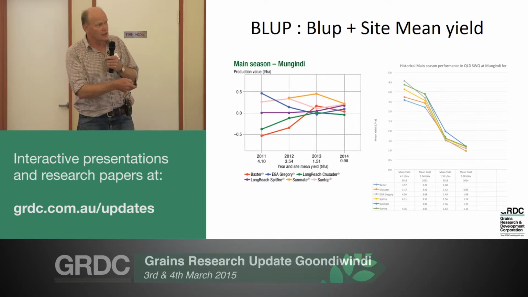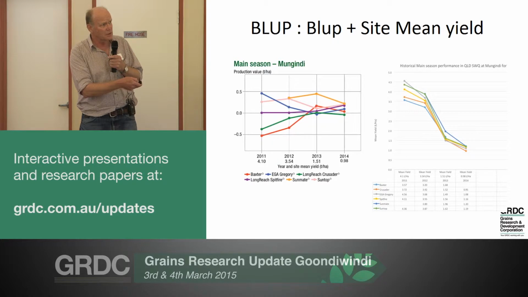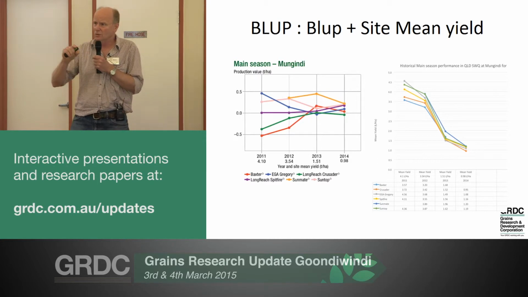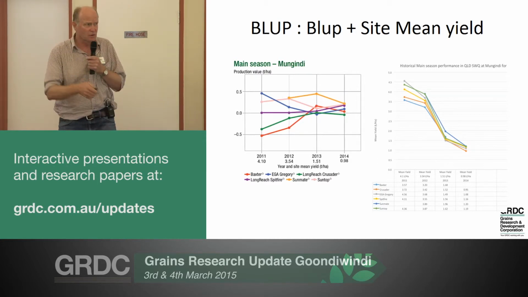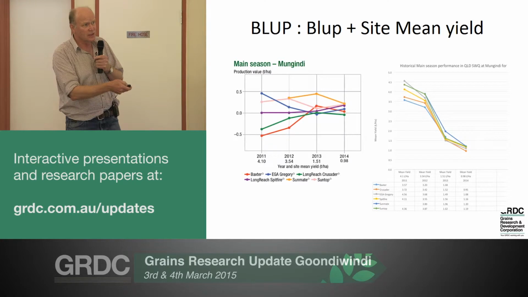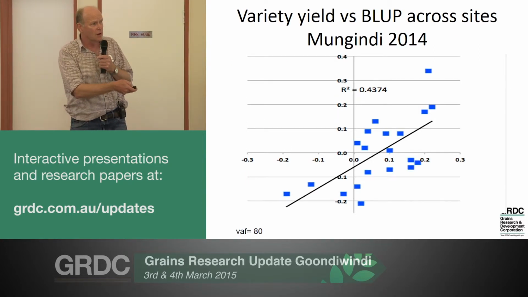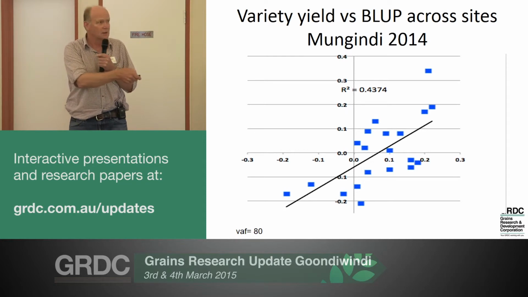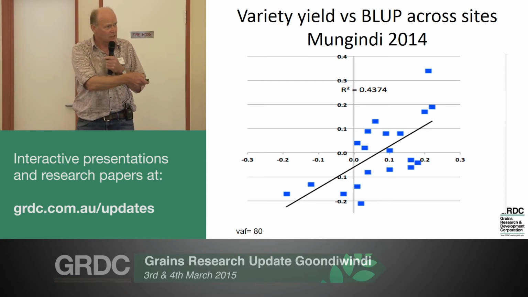The reason that I say use the site mean yield or the BLUP centred at 0 is because this gives you a much more stable platform to look at to be able to compare varieties. This is the same data graphed by the experimental mean plus these values. And I can't make sense of that, whereas this one actually looks sensible.